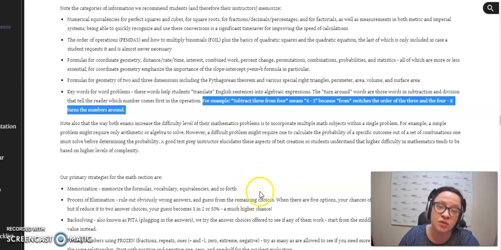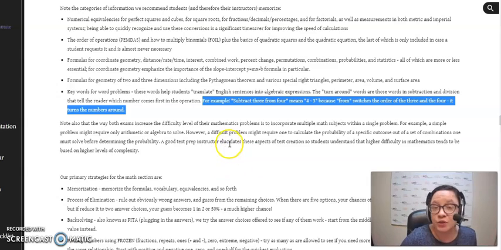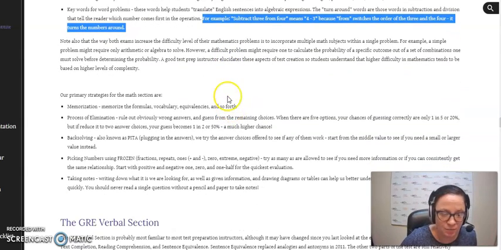So a good test prep instructor will elucidate, you will make clear these aspects of test creation so that students understand that a higher difficulty in mathematics tends to just be based on higher levels of complexity as far as test preparation goes. Not necessarily as far as actual mathematics goes, but as far as test preparation for mathematics goes. That's what we're looking at, is higher levels of complexity more often than not.